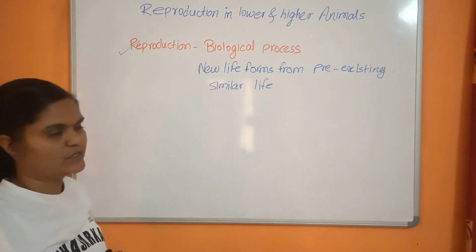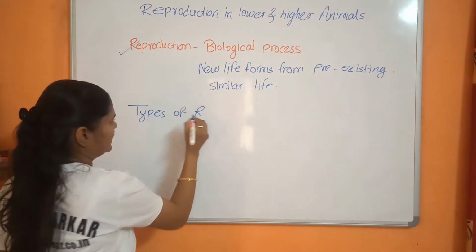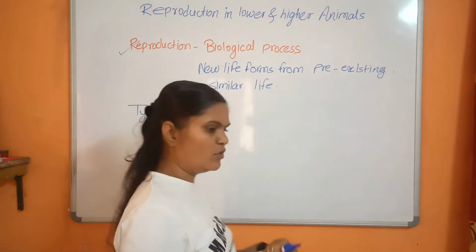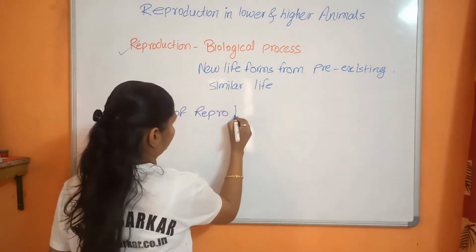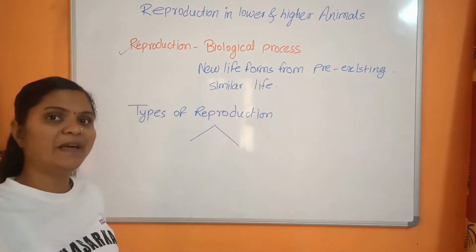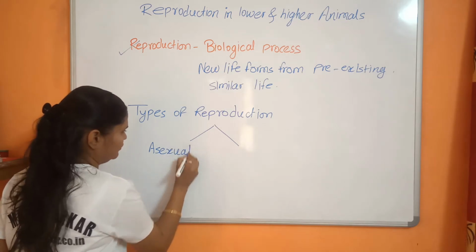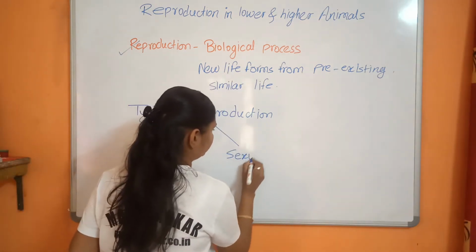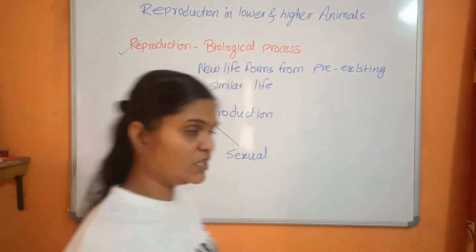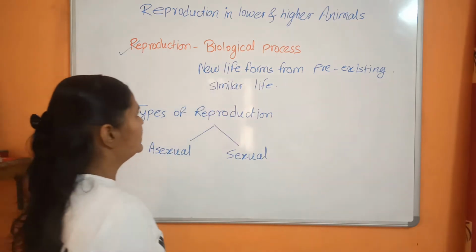Actually, reproduction has two types: sexual reproduction and asexual reproduction. In this video we will focus on asexual reproduction. The type of reproduction is based on how many parents are involved in that process. Asexual reproduction is one in which one parent is involved, and sexual reproduction involves two. We will focus on asexual reproduction first, and later we will see sexual reproduction. So you understand what is reproduction? New life forms from pre-existing similar life. That process is called reproduction.